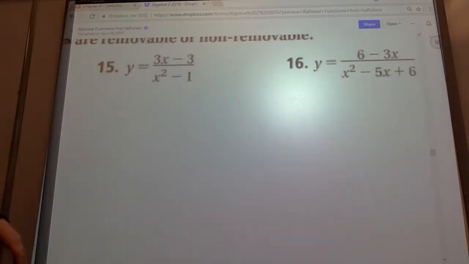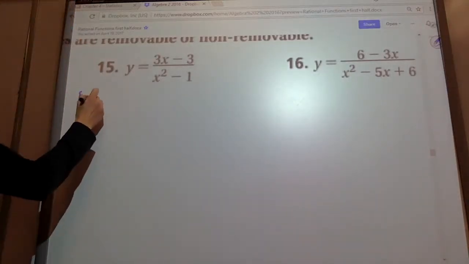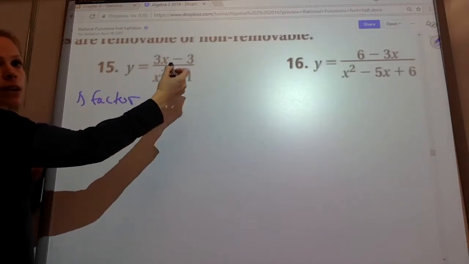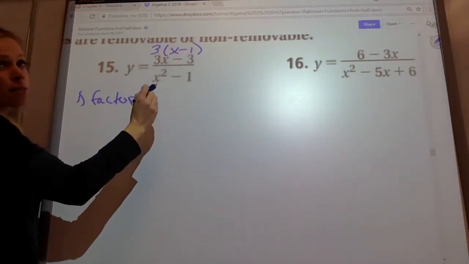Okay, so first step is to do what again? Factor. Very good. We're going to factor. So how do I factor the top? What can I factor out of both terms? 3.